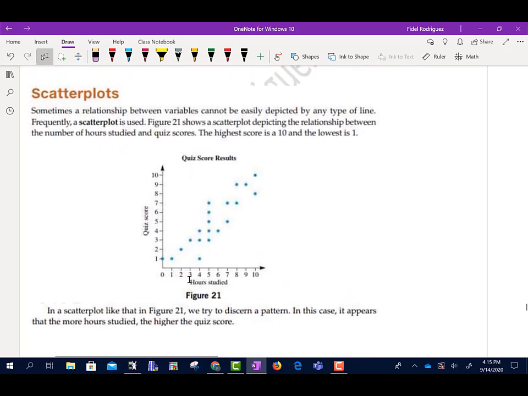All right. The next thing we have here are scatter plots. Sometimes the relationship between variables cannot be easily depicted by any type of a line.